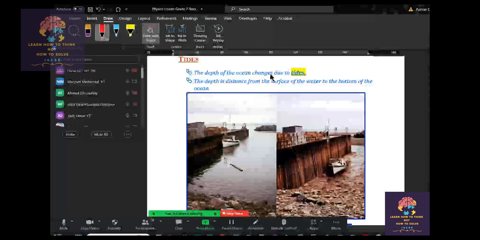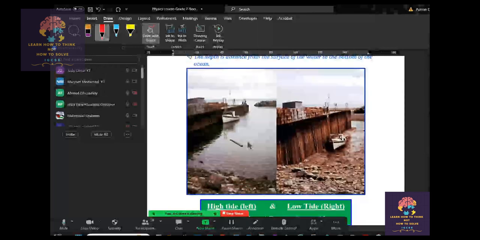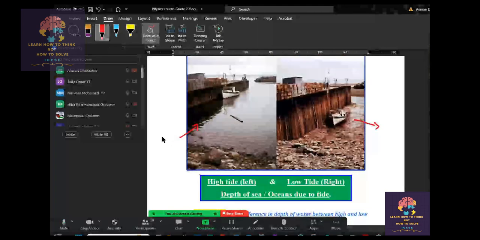Let me explain it simply. The depth of the oceans changes due to what? Due to tide. As you can see in this picture, during the month the level of the water in the ocean is very high. And in this picture, the level is very low. So the left side is called high tide, and the right side is low tide.